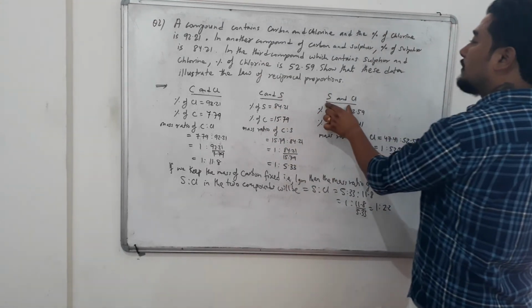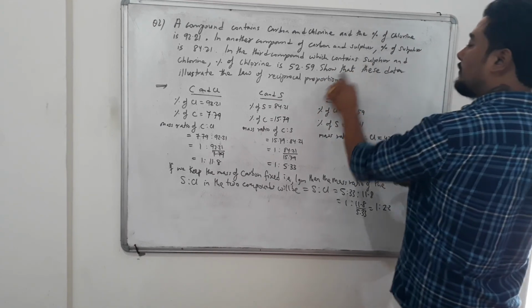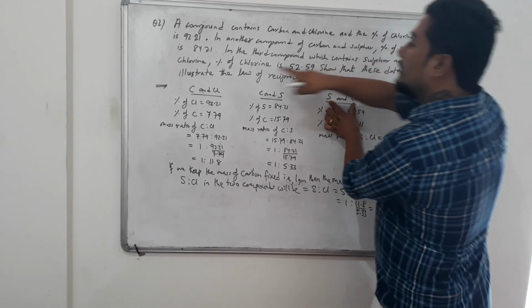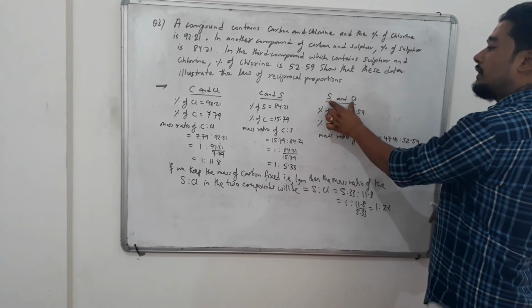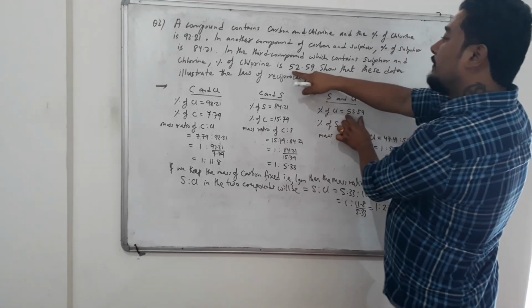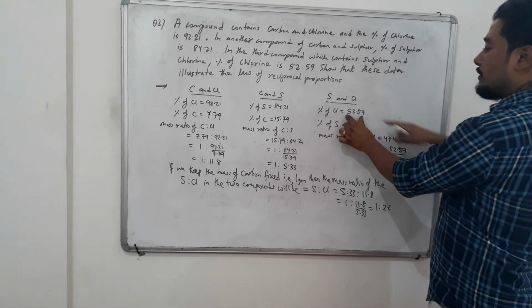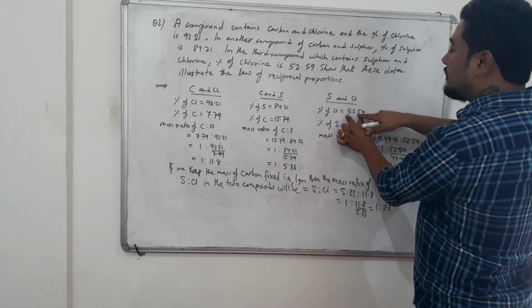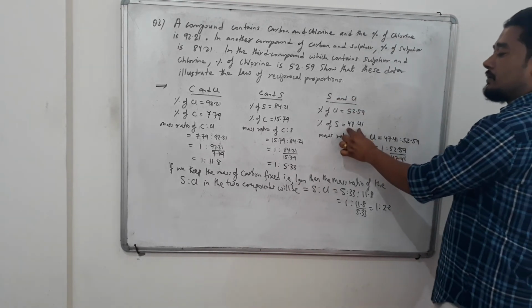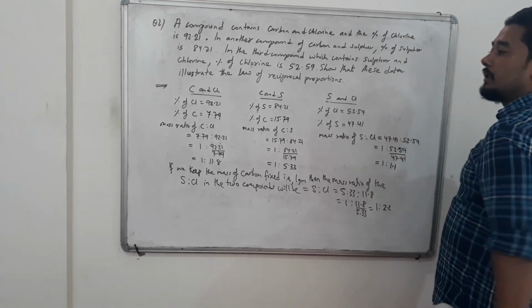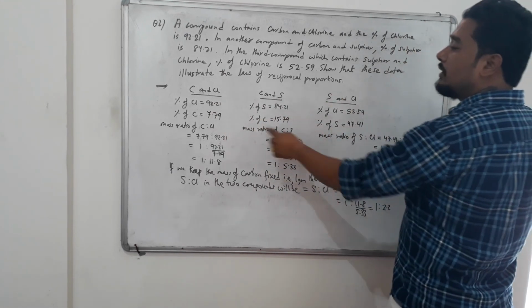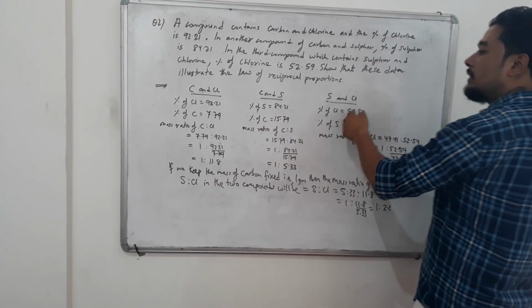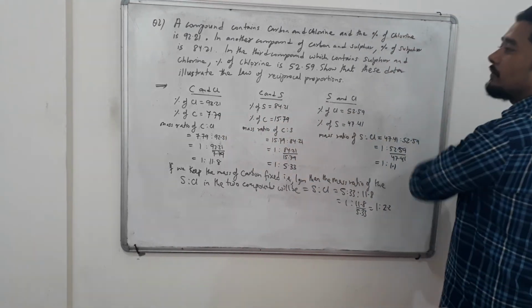In the third compound of sulfur and chlorine, the percentage of chlorine is given as 52.59. So how to find the percentage of sulfur? By subtracting this from 100, it will come 47.21%. So these are the data given by the question. One percentage was given, and we found the other by subtracting from 100.